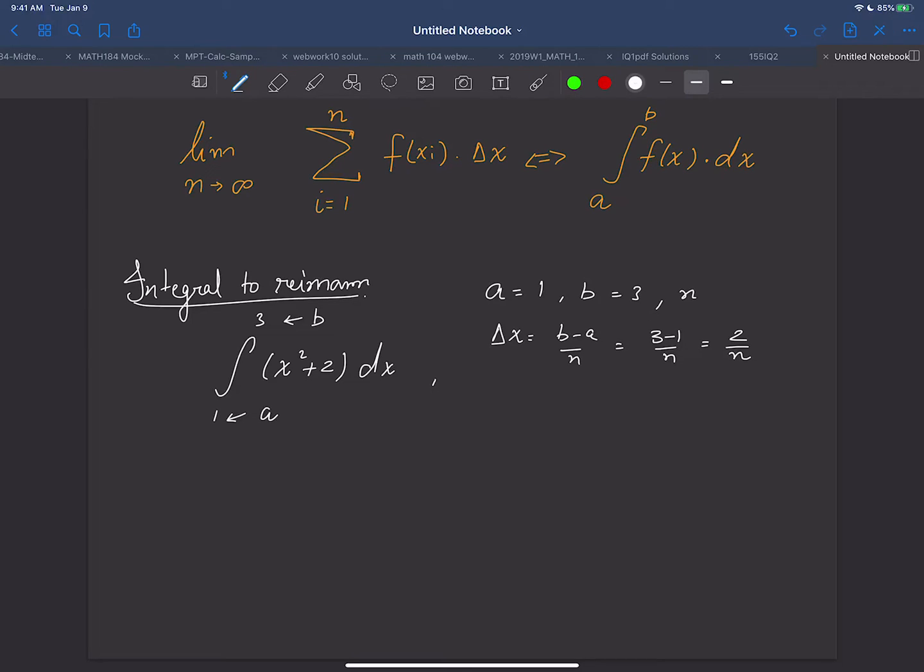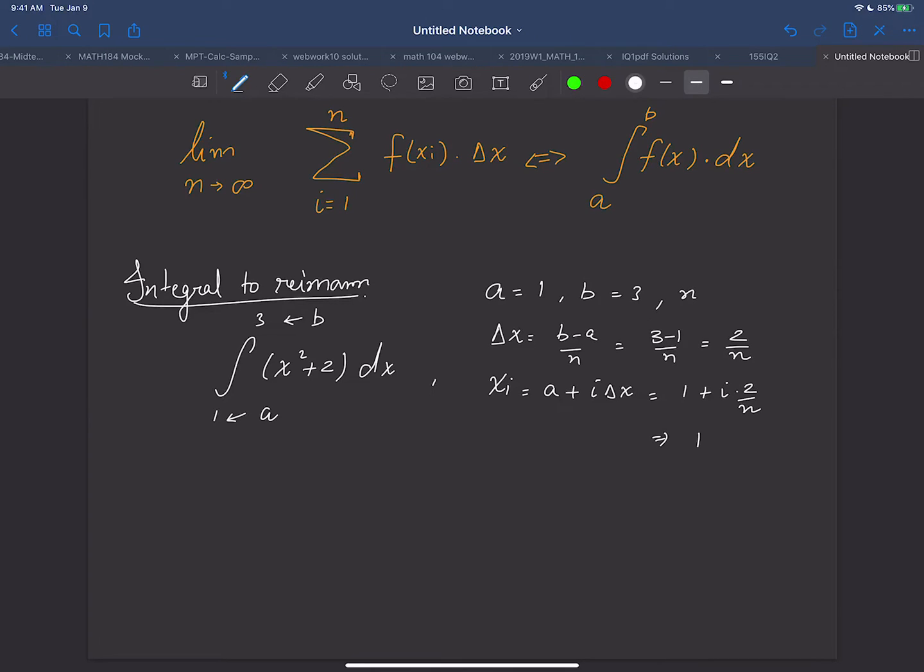The next step was to figure out x_i. So x_i, by definition, is a plus i delta x. So a is 1, and i is just going to be i. Delta x is 2 over n.